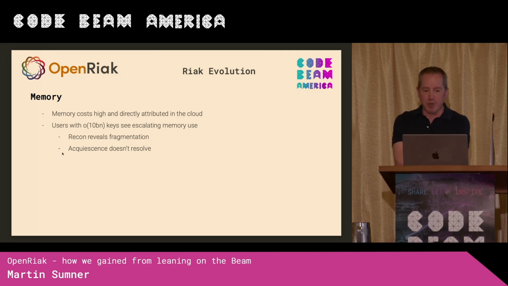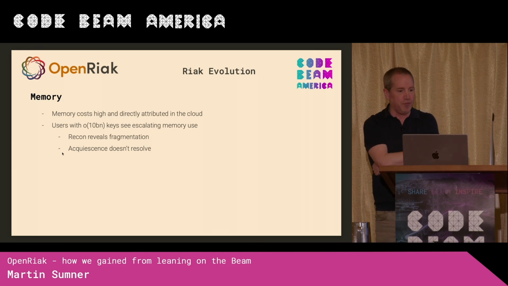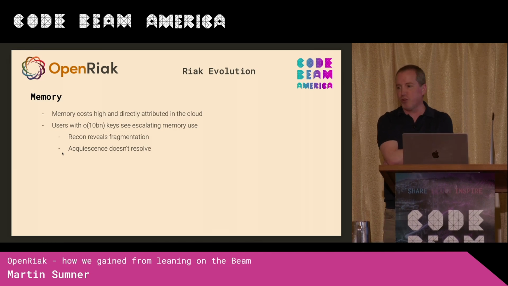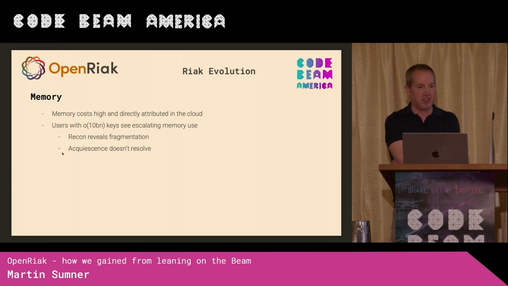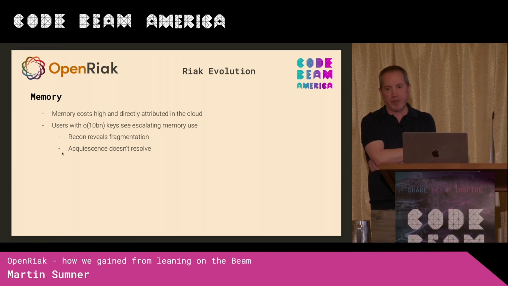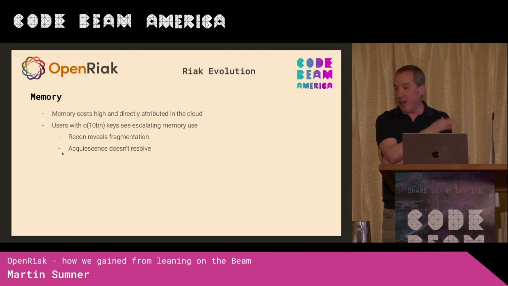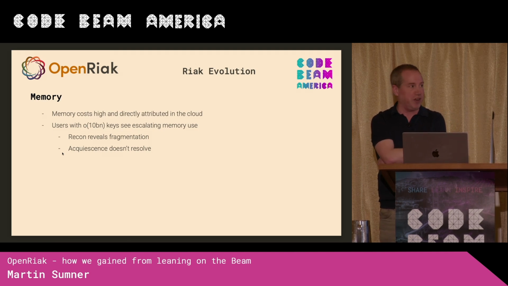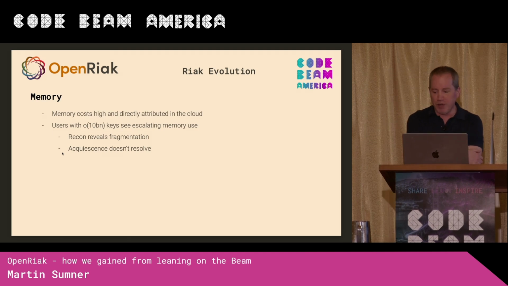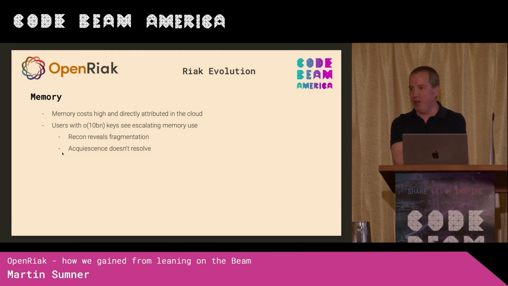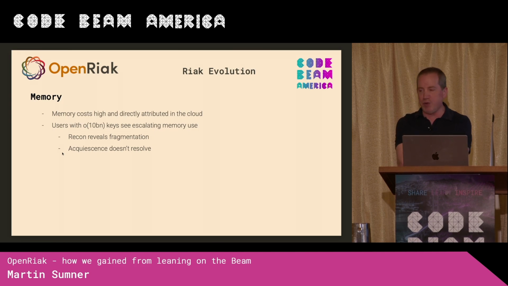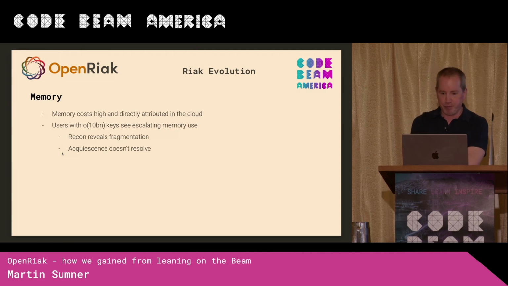And then the other problem that we found is that though the inefficiency was manageable for small key counts, once we got to that 10 billion objects or more level, then we began to see non-linear escalation of memory use that was quite worrying. And when we looked inside the BEAM, we saw big problems with fragmentation of our carriers. So the BEAM was claiming lots of memory and using very little of it actively.